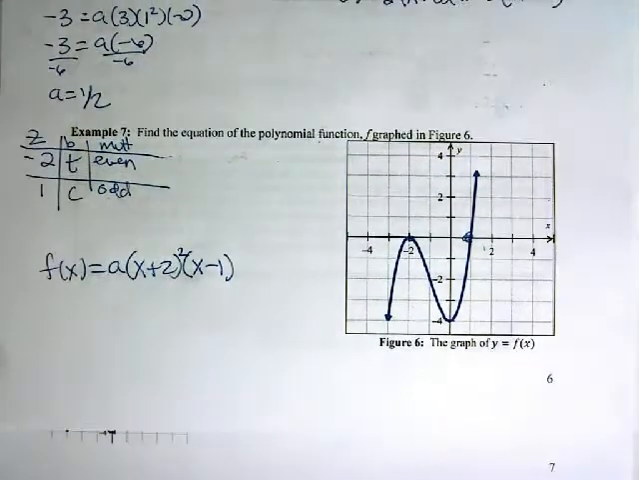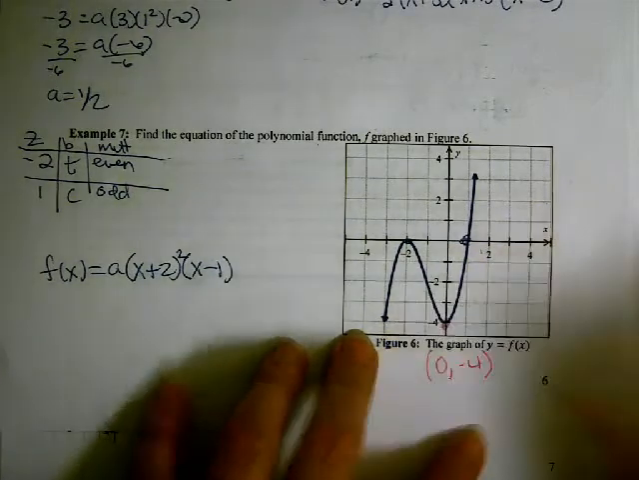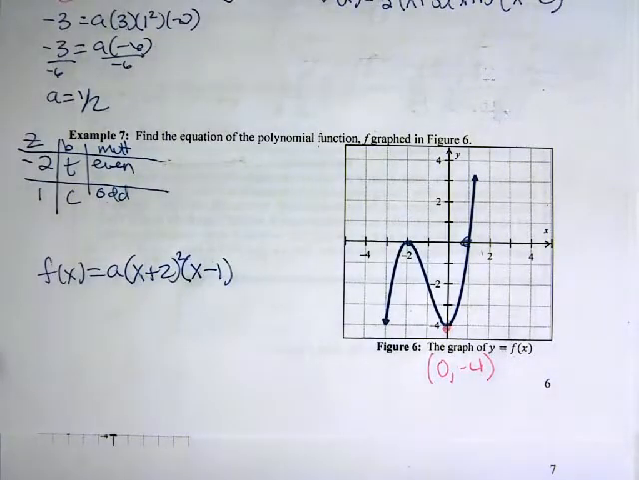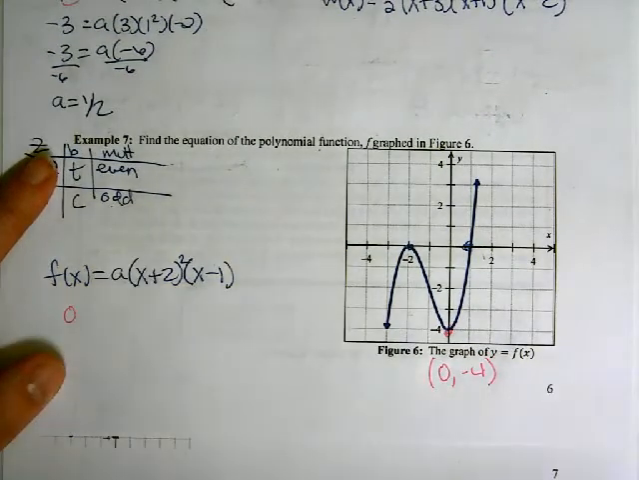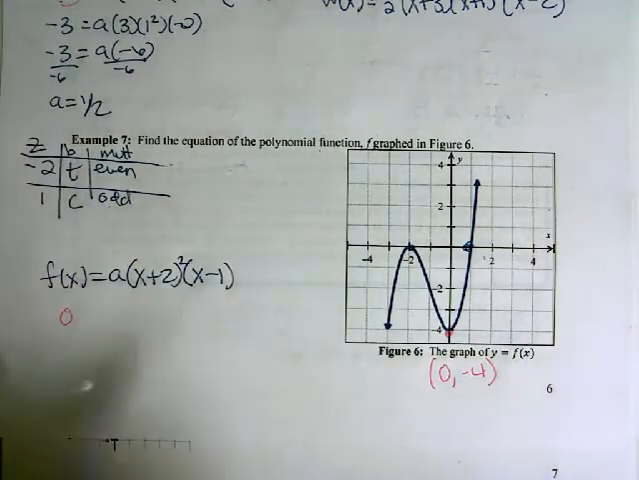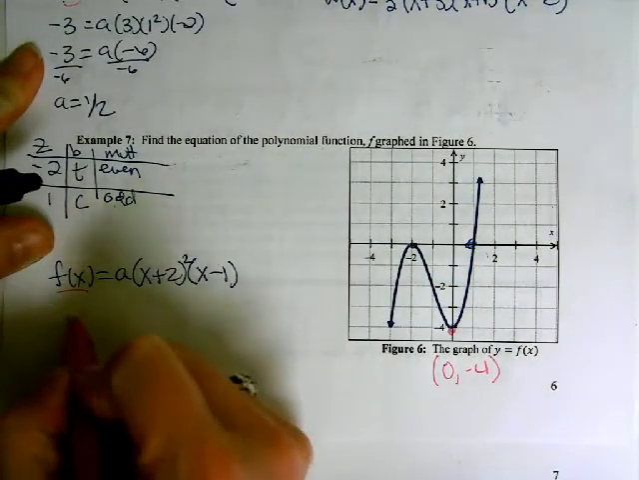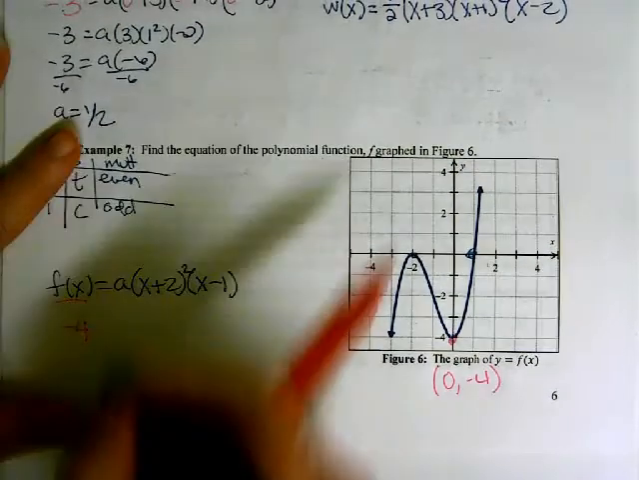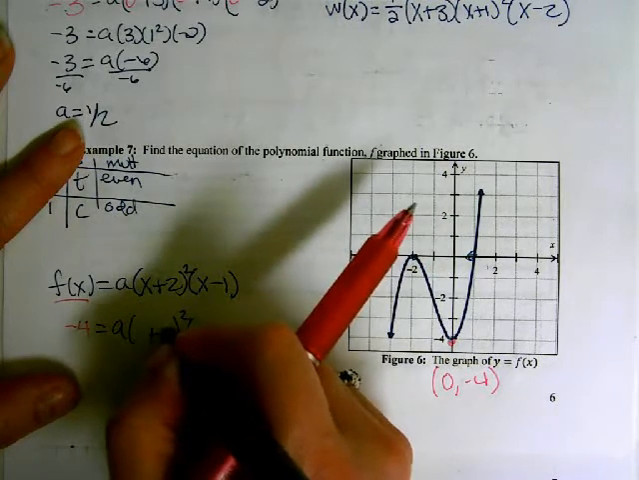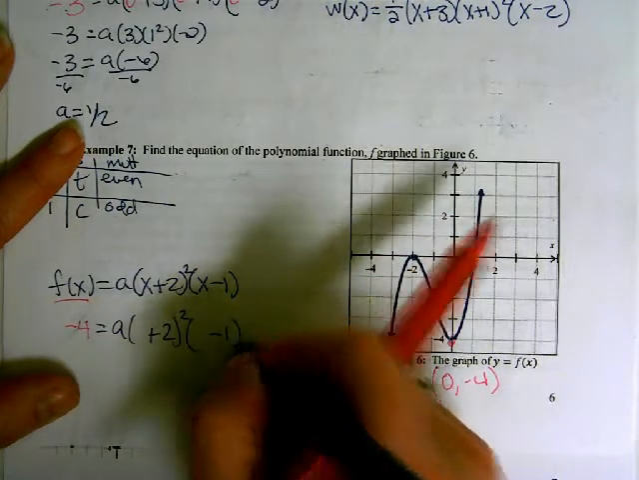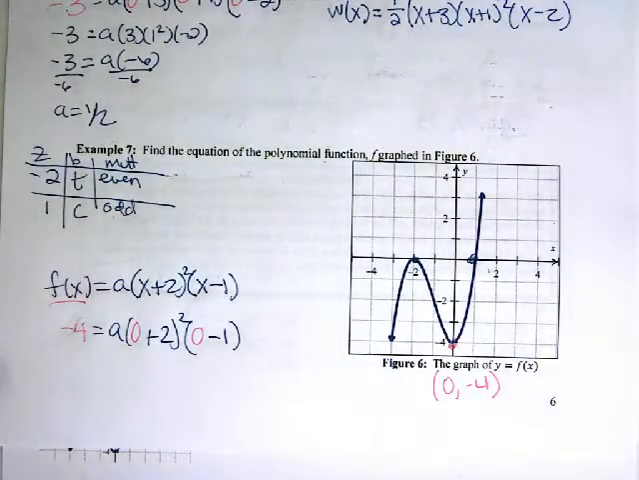That's your skeleton. You're going to use the ordered pair 0, negative 4 to inform you about whether or not you have an a value. So you've got 0 equals, that's an x value. So nope, that's not going to work. But the y value, which is what you replace f of x with, is negative 4 equals a times 0 plus 2 squared, 0 minus 1. So that would be 0 and 0 because that's the x value that you shove in.